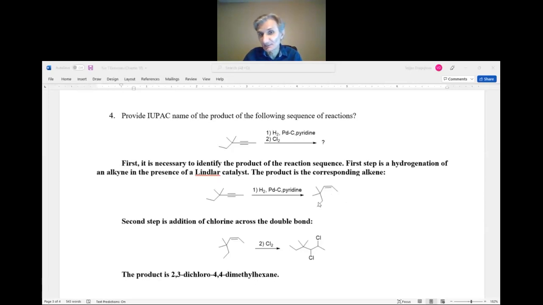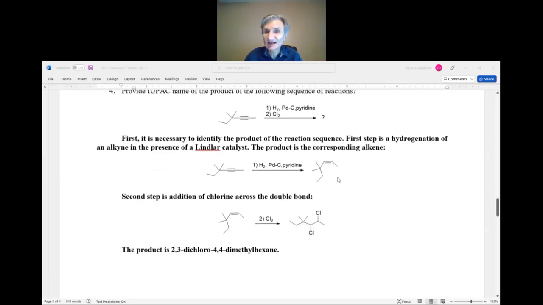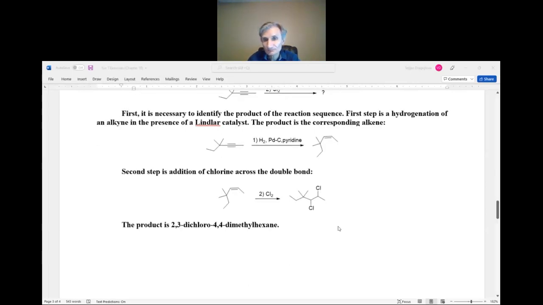Now, in this case, it actually doesn't matter, because this alkene, the product of the first step, in the second step undergoes chlorination. This is simple chlorination of an alkene. So chlorine adds across the double bond, and we end up with this product. That's the reaction product, and now all you need to do is name it. And the name is 2,3-dichloro-4,4-dimethylhexane.